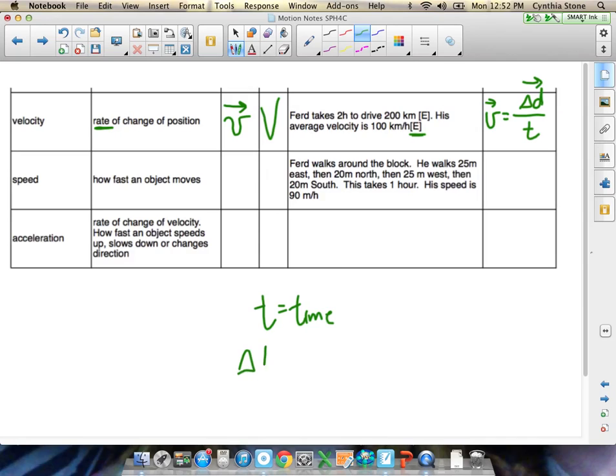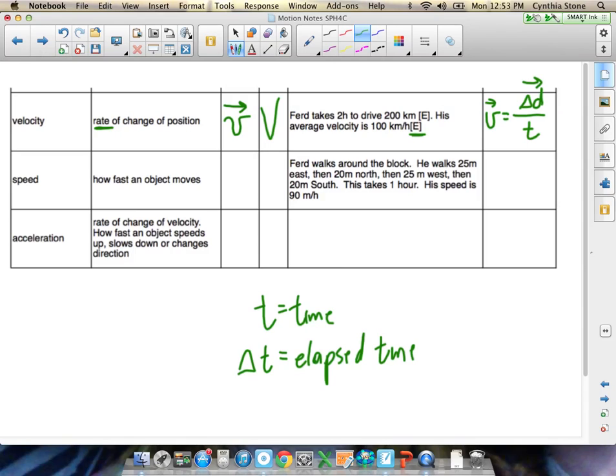Sometimes we do delta T, and that means elapsed time. I'm a little bit lazy with that. I always think of it just as T is time, whether you have a delta or not. It's how much time has passed. It's not the time of day, it's how much time has passed. Okay, so speed. Speed, however, is similar to velocity, but it's how fast an object moves.